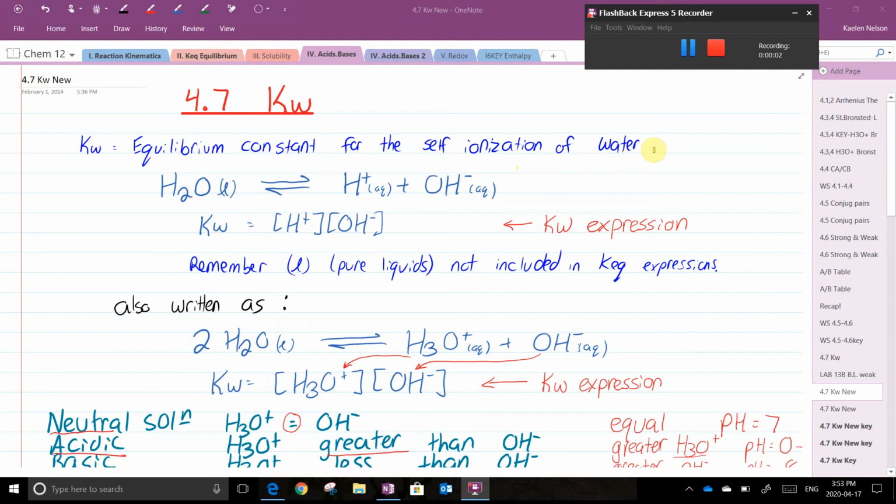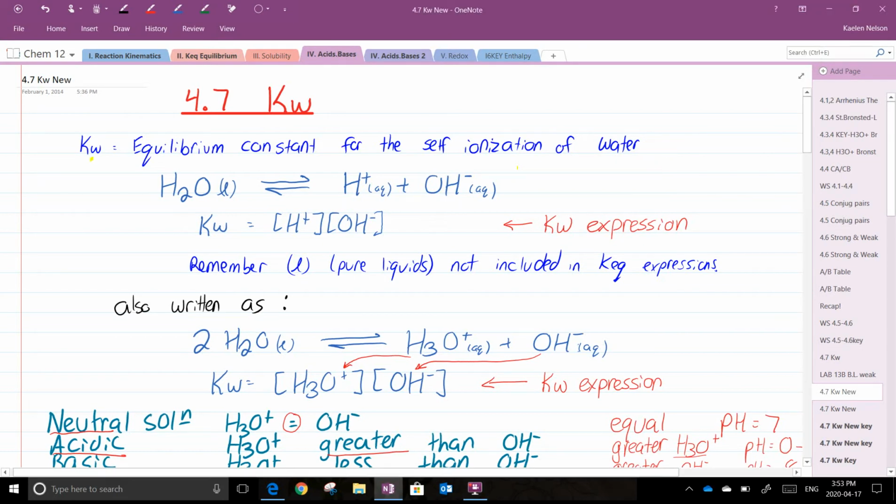This is lesson 4.7 of acids and bases for Chemistry 12. The topic is Kw. Kw stands for the self-ionization of water. The Kw equation can be written in two ways. The first one here, the second one at the bottom. The only difference is that in the second equation we have balanced it with a 2 to make H3O on the product side of the equation.